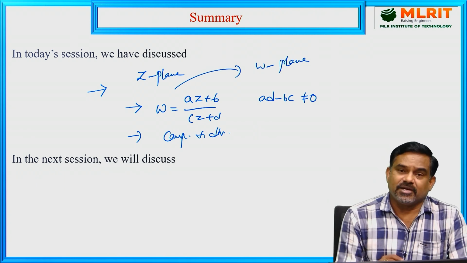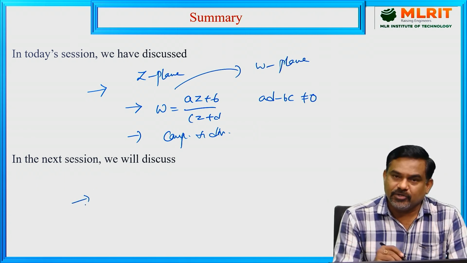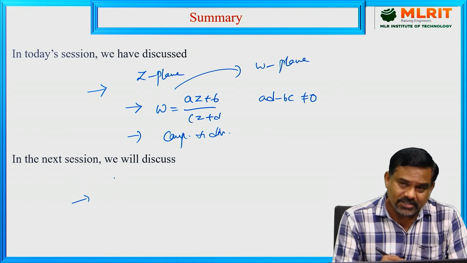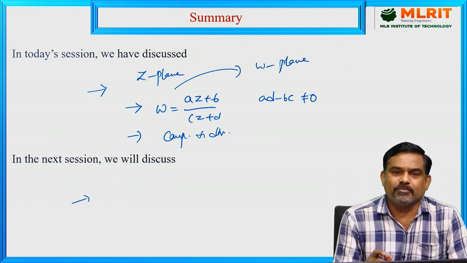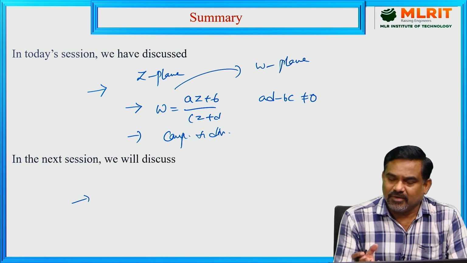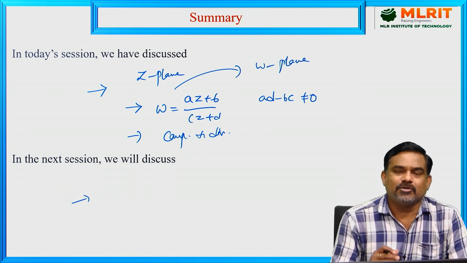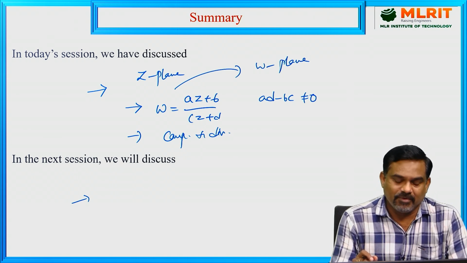In the next session, again I am going to continue the same. We will discuss some more problems on bilinear transformation and how the transformation transforms one figure in the z plane to another figure in the w plane. That will be discussed in the next session.